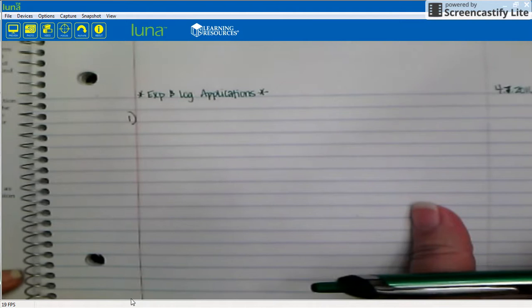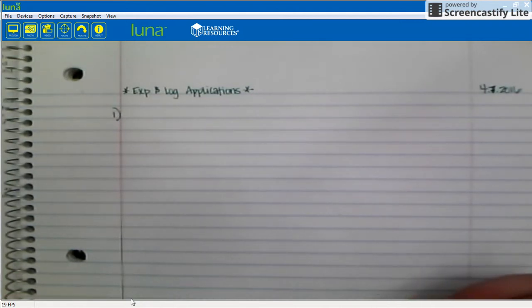Okay, on the handout of the example problems, we are going to work through the odd problems, and you're going to be given some time to work through the even ones.